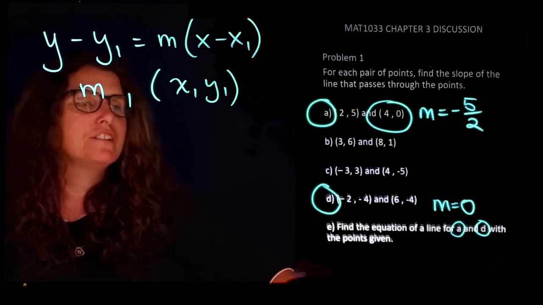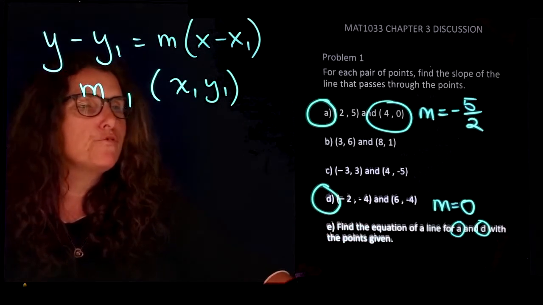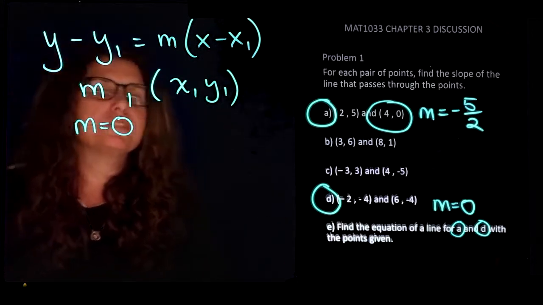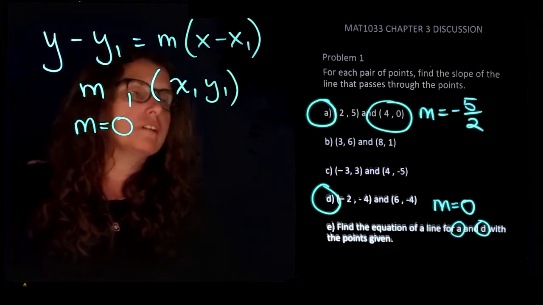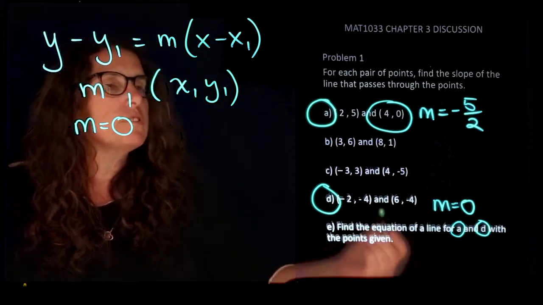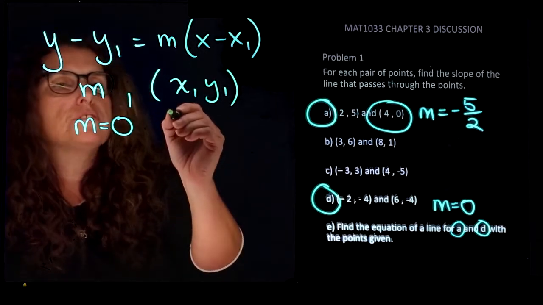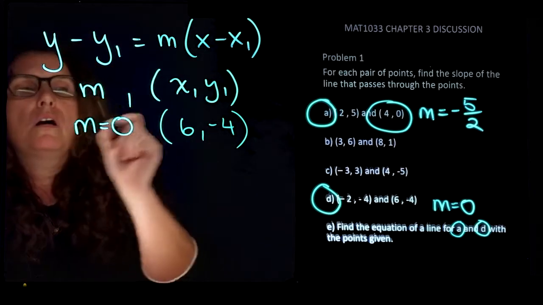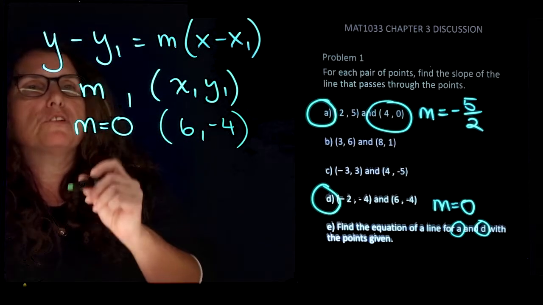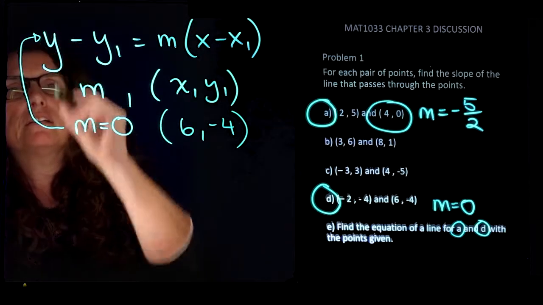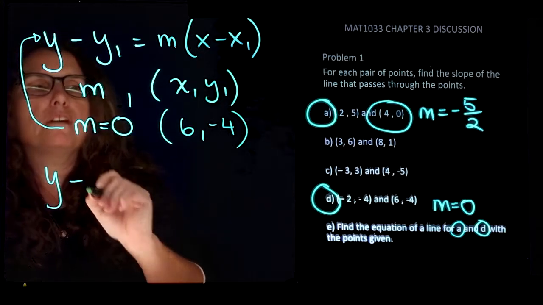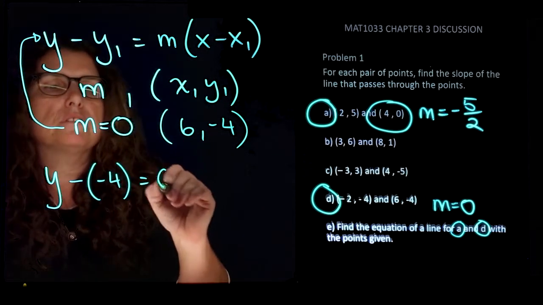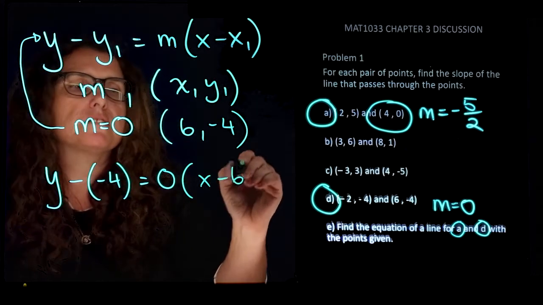Now let's find the equation of the line for the 2 points we have given for D. The slope here was 0, which is kind of nice. And the point that I'm picking, again, you can choose either point, I'm choosing the one that only has one negative. So I'm choosing the point (6, -4). Substitute the point and the slope into the equation of the line, and you get y minus y1, careful, y1 is -4, equals 0 times x minus 6.